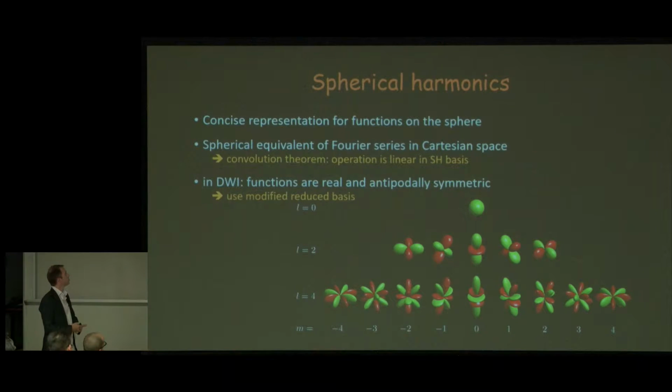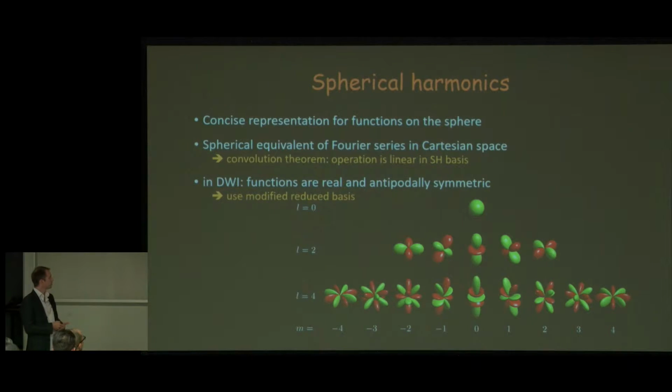So how do we do this? This being a mathematical meeting, I thought I'd put in a bit of maths just to keep everybody happy. But we use a spherical harmonic framework, and there's a lot of reasons for this, but it's got very nice properties, and it's a very concise representation for functions on the sphere. It's got very strong parallels with the Fourier series in Cartesian space, and in particular, it has the equivalent of the convolution theorem in the spherical harmonic basis.